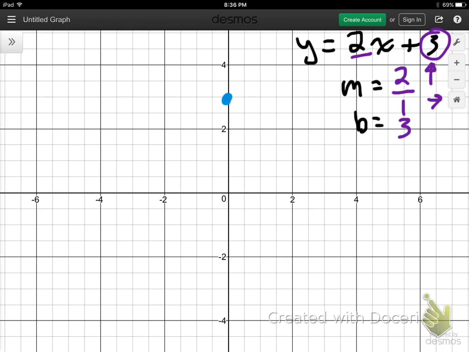Because the y-intercept is positive 3, we always use that as our starting point, so that'll be my first point. And then to get my next point, I need to go up 2 units and to the right 1 unit. So up 2 from 3 is 5, and then over 1 would make another point.